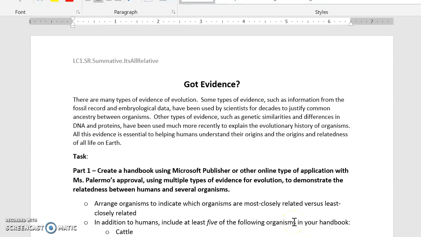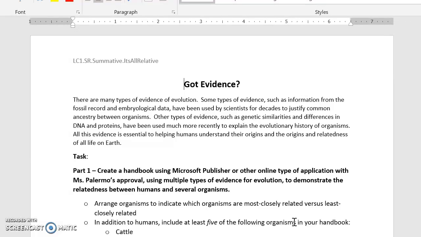This video is going to explain what you need to do for your summative. It's called Got Evidence. You are going to make a pamphlet using a digital media tool.